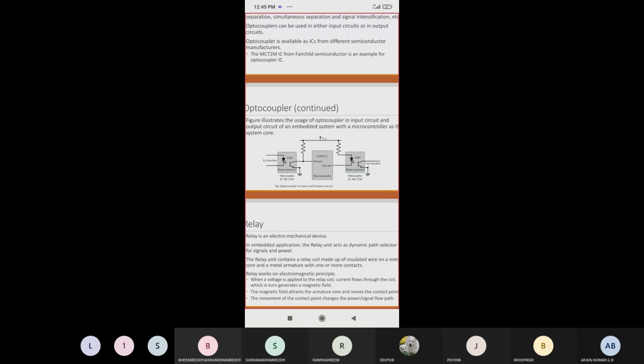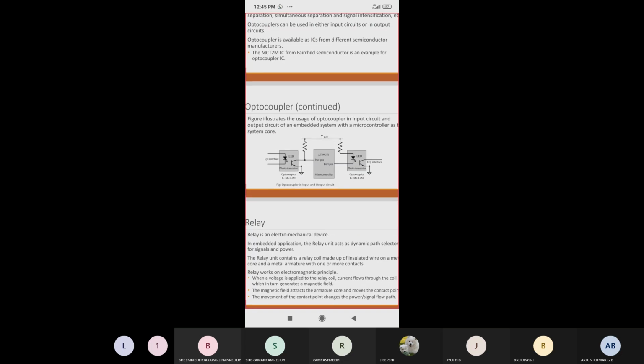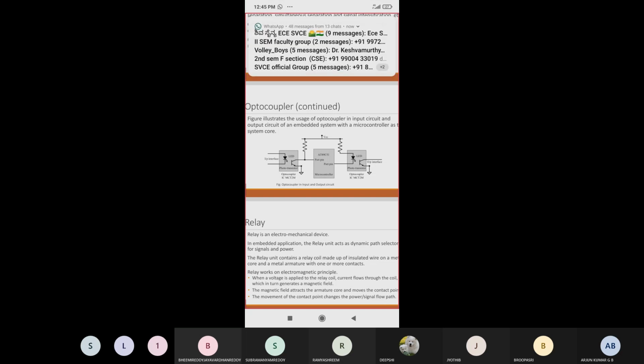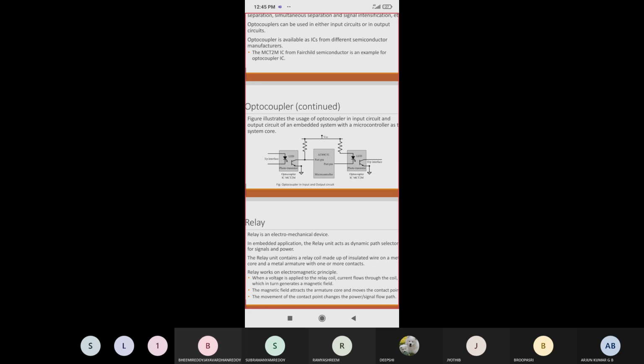On the output interface of the optocoupler, the cathode terminal will be connected to the port pin, and the anode terminal of the LED will be connected to VCC. Similarly, in the input interface, the phototransistor's collector terminal is connected to VCC through a current limiting resistance. That should be connected to the port pin, and the emitter terminal will be connected to the ground. This is the way to make the connections of the optocoupler. It can be used for input as well as output circuits.